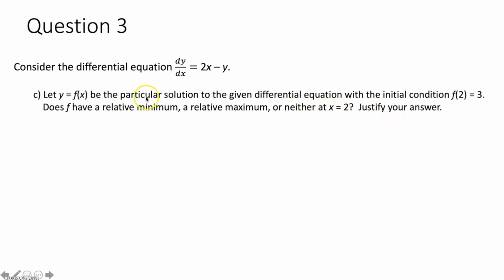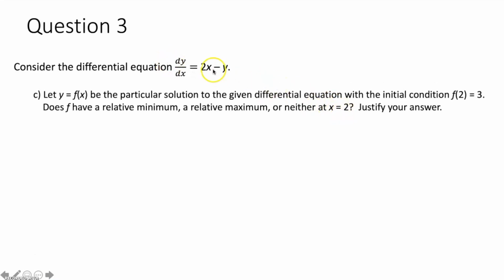Justify your answer. So like we've said before, if you get too excited, like, oh, particular solution, let's go through our steps, let's solve this differential equation. No, read the question more carefully. It says, does f have a relative minimum, relative maximum, or neither at x equals 2? So where do relative minimum and relative maximum values occur? They occur at critical points, critical numbers, and critical numbers occur at whatever points cause your derivative to equal 0. So we just need to figure out, at x equals 2, does this derivative equal 0?